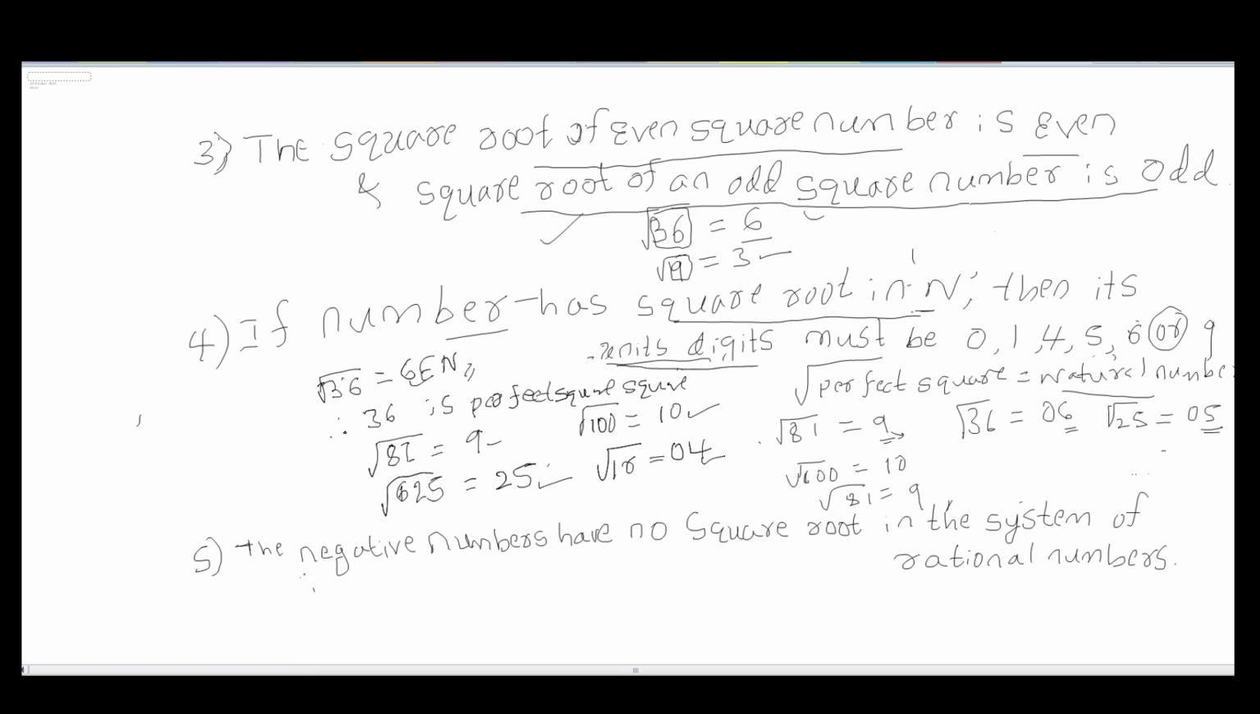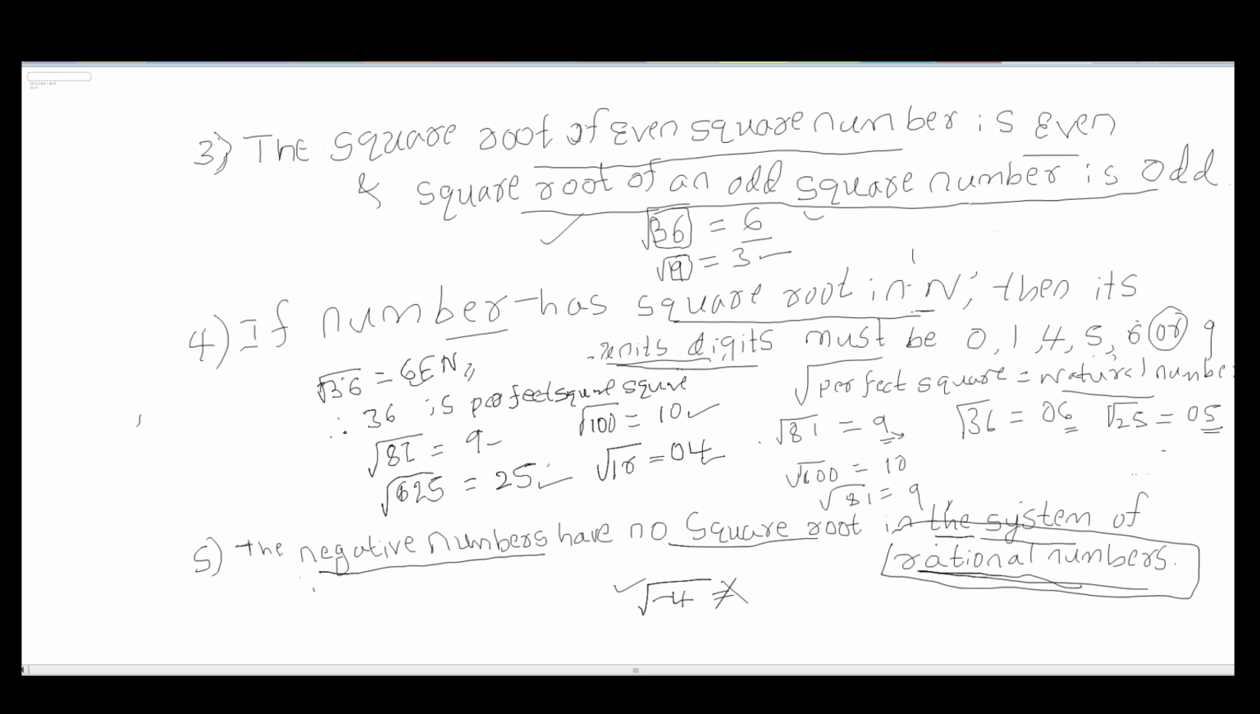The next property is that negative numbers have no square roots in the system of rational numbers. So if I say the square root of minus 4, it does not give any meaning. Negative numbers have no square roots in the system of rational numbers. This is very important.